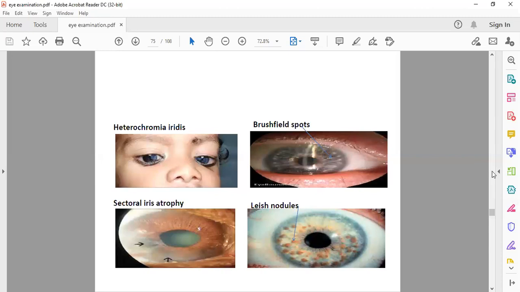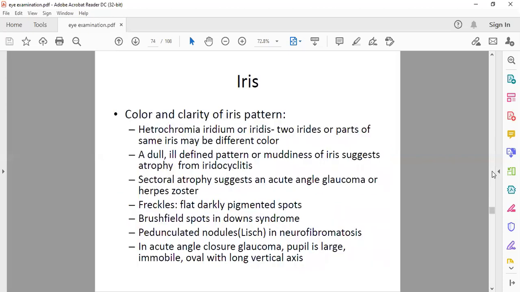But in patients with uveitis, the entire iris will be swollen because of the collection of water, and this iris pattern will be lost. So that is one abnormality of iris that I want to tell you. So a dull, ill-defined pattern or muddiness of iris suggests iridocyclitis.